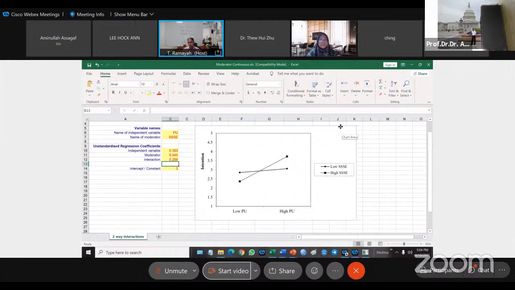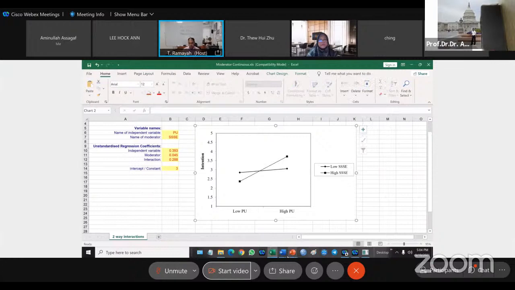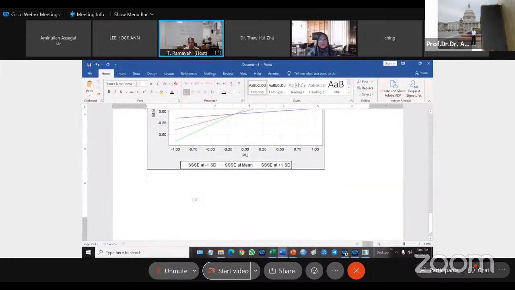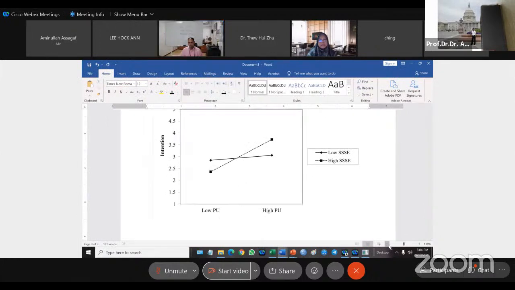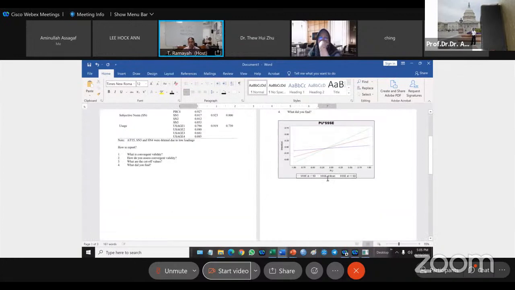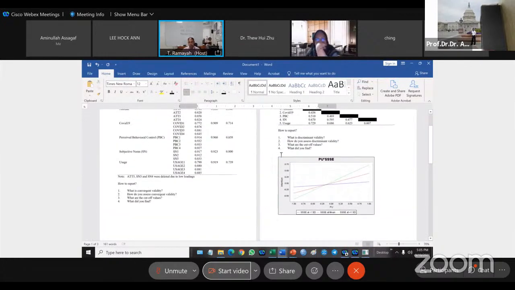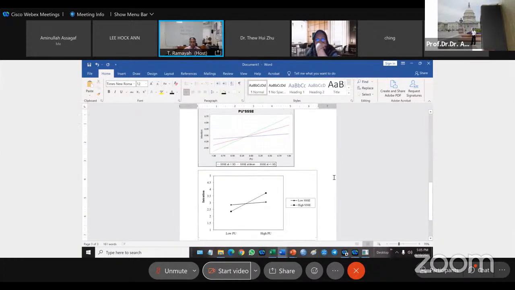If you copy this, right click, copy, and paste it in your Word file, you can see the comparison side by side, right? Between the original, which is this one, and the one we plotted. So this is the plot that you see in many papers, correct? For moderation. So we can interpret that, already labeled clearly.